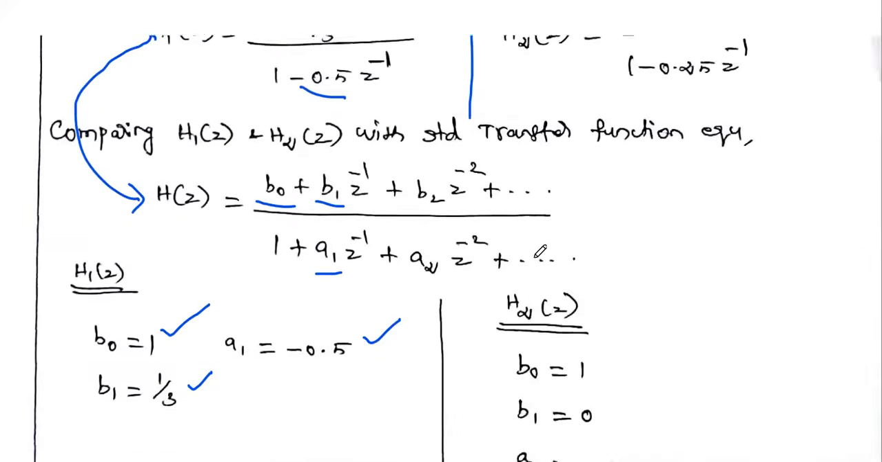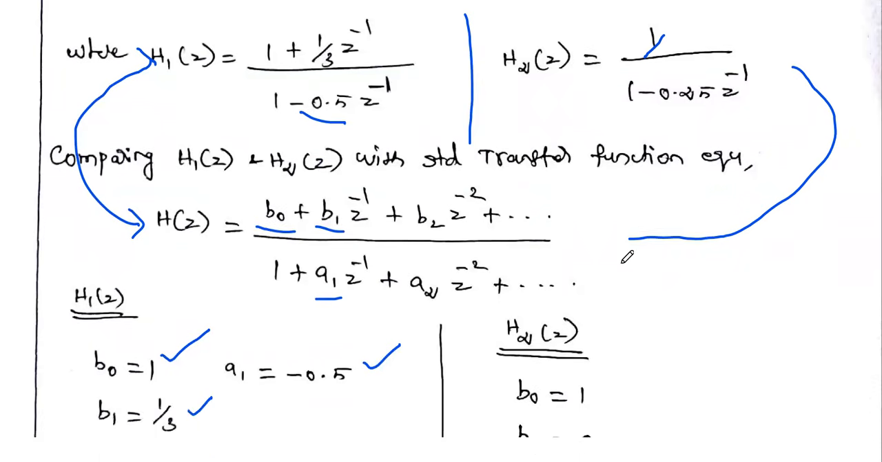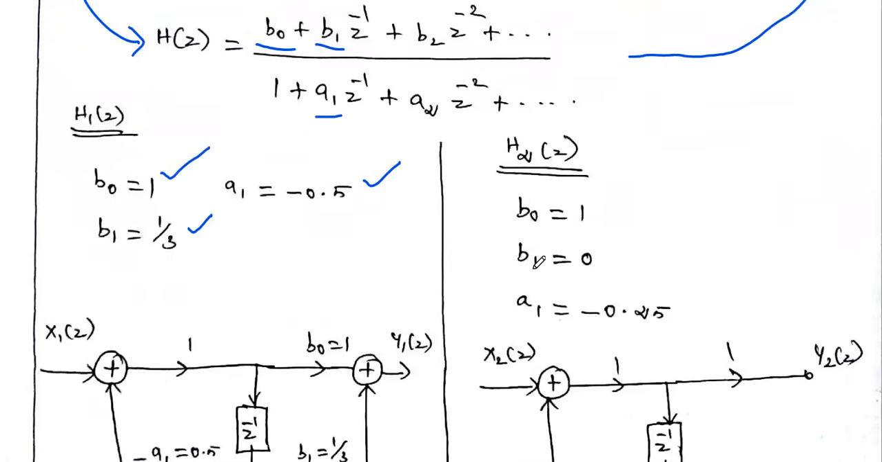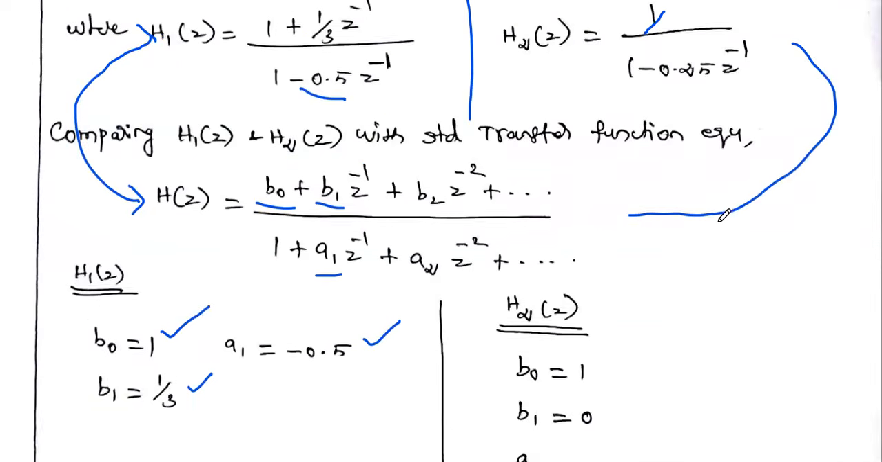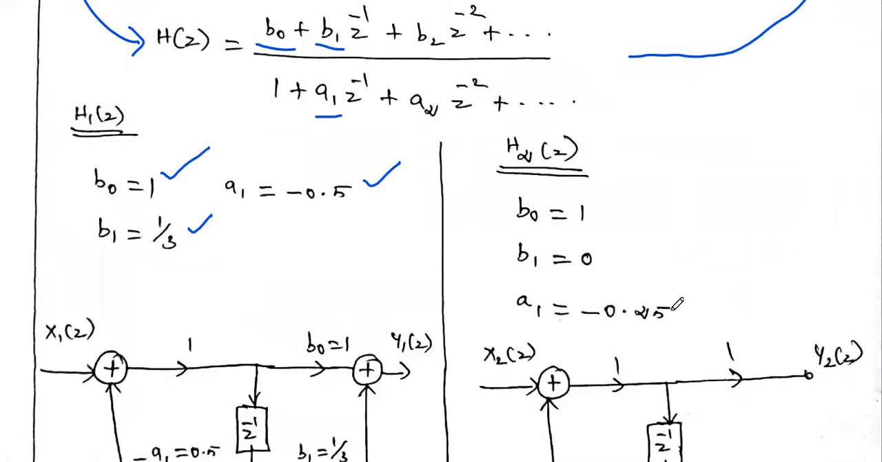Similarly, we have to realize H2. So what is the H2 equation? 1 by 1 minus 0.25 into Z inverse. Similarly, you just compare this H2 of Z with the standard H of Z equation. So if you are comparing these two, you see in the numerator only a constant is there. So this B0 value is 1. So the remaining B1, B2 and all values are 0. Similarly, you see the denominator. In the denominator, what is this point minus 0.25? It's A1. So the A1 value is minus 0.25.